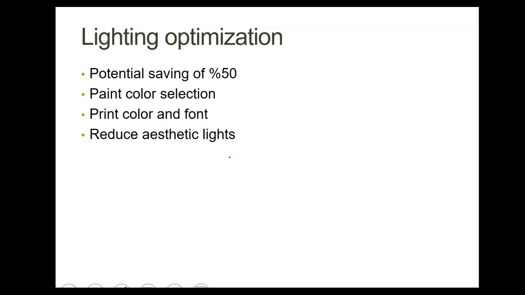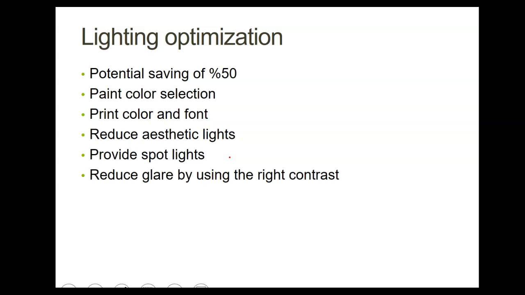Aesthetics: reduce aesthetic light. There are some lights that have no purpose but just to make things look different and bright. So they are kind of useless, and it's better to not have them or to have a different kind of light that does not consume as much energy. Provide spotlights, especially in kitchens and where you need the light. It's good to reduce glare by using the right contrast on a TV or a screen. Also have task-based rooms and lighting. If you go into an office, have an office light and do the task where you have the light focused on what you need to do.